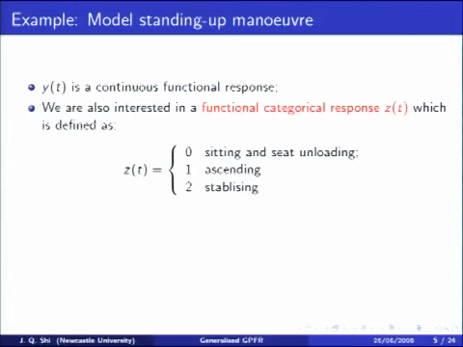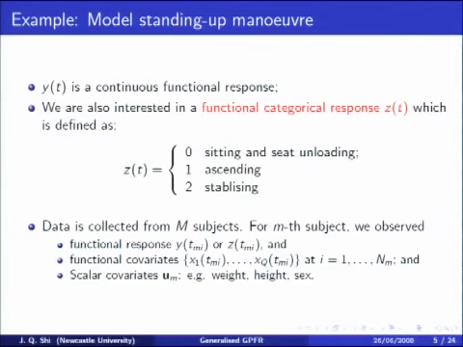Okay, if we wanted to determine the exact position of body center, this is a continuous functional response. But in practice, quite often we just wanted to know the phase of our body center. In this case, this is categorical data.